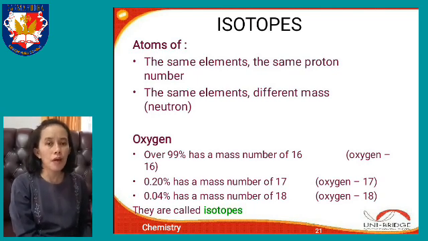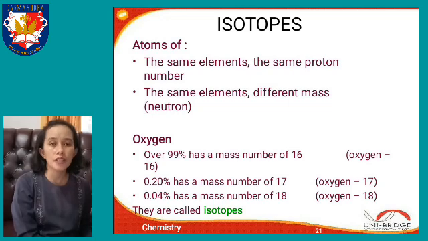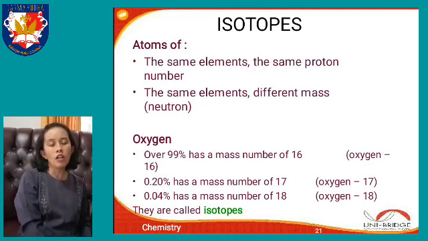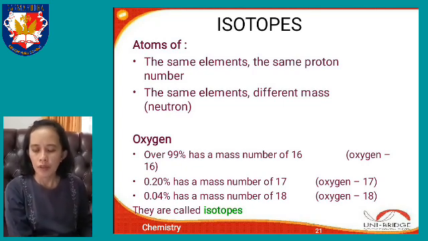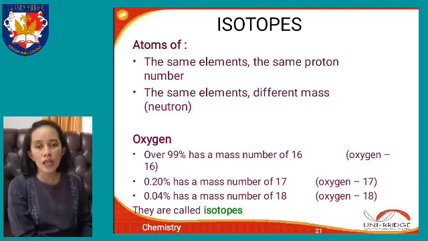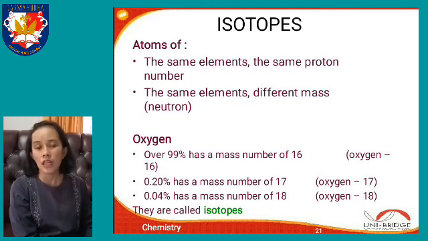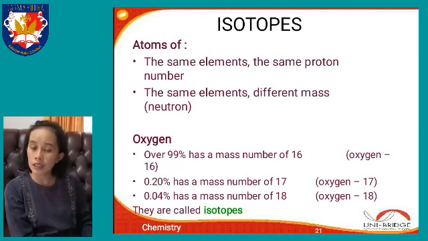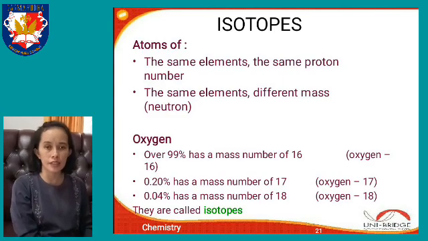All atoms of the same element must have the same number of protons. But all atoms of the same element do not necessarily have the same mass. Atoms of the same element that have different masses, that's what we call isotopes. For example, here is oxygen. There is oxygen that has mass number 17, and there is also oxygen that has mass number 18. Oxygen with mass number 17 is usually identified as oxygen-17. Oxygen with mass number 18 is usually identified as oxygen-18.